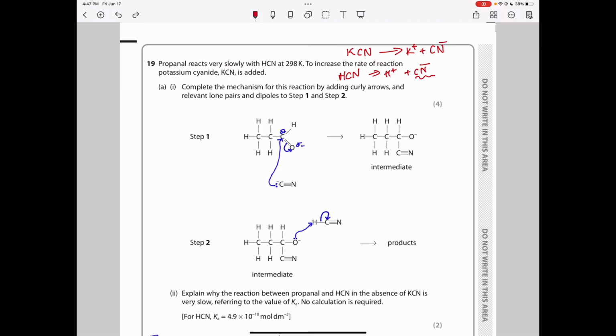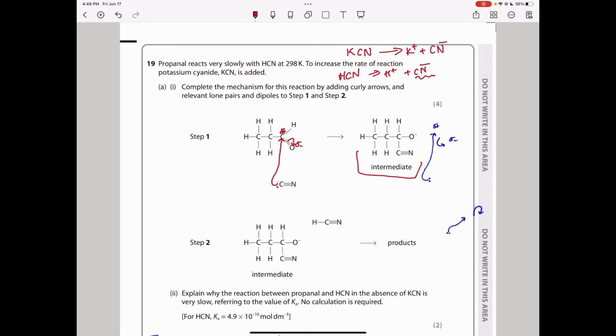So they say complete the mechanism for this reaction by adding curly arrows and relevant lone pairs and dipoles to step 1 and 2. So I'm just going to remove this, put it there. Let's see how you do this mechanism. So we begin by putting the lone pair here, and then you position the delta plus and the delta minus here, because there is a difference in electronegativity there, and therefore there is going to be a partially positive carbon. Now the partially positive carbon is going to receive a lone pair from the other carbon, and when that occurs, this bond is going to break, returning the lone pairs to oxygen, forming this intermediate here.